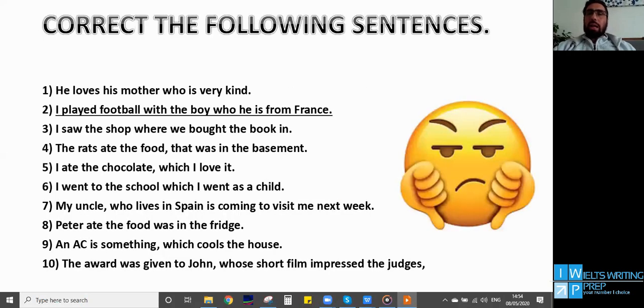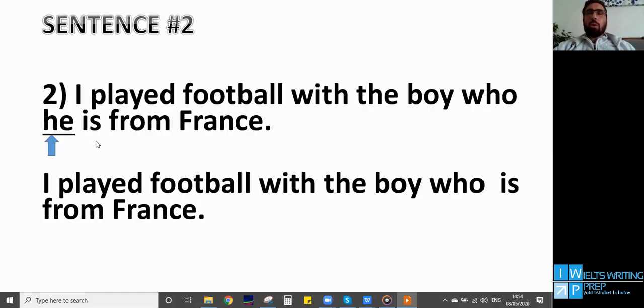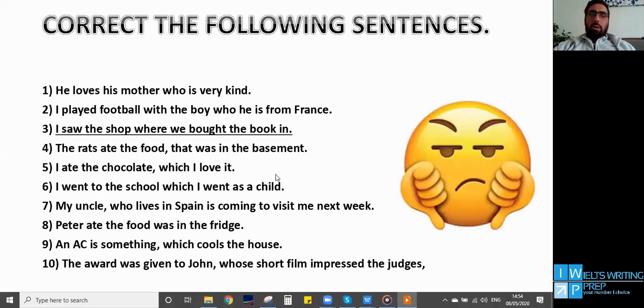Okay, now let's take a look at number two. I played football with the boy who he is from France. So what's wrong with this sentence? Definitely, yes, definitely. So we have who he, we need to drop he from the sentence. Okay, good. Okay, number three, I saw the shop where we bought the book in.